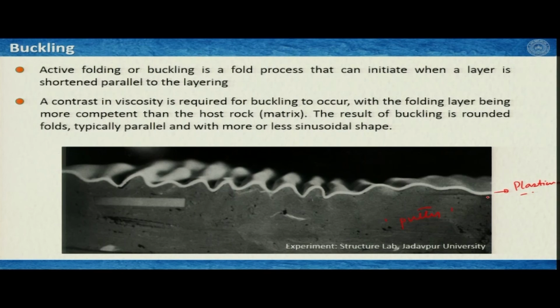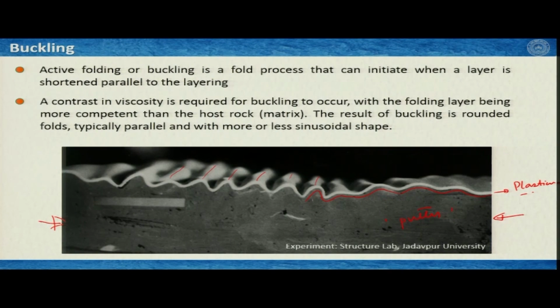Now, you see how nicely when this putty got compressed, this white plasticine layer made an excellent fold. This is a buckle folding, and you see the fold axis in the third dimension. These are not necessarily cylindrical, but this is the buckling you see here in experiments that have been produced. So, this is a typical buckle folding where you need a layer parallel compression.